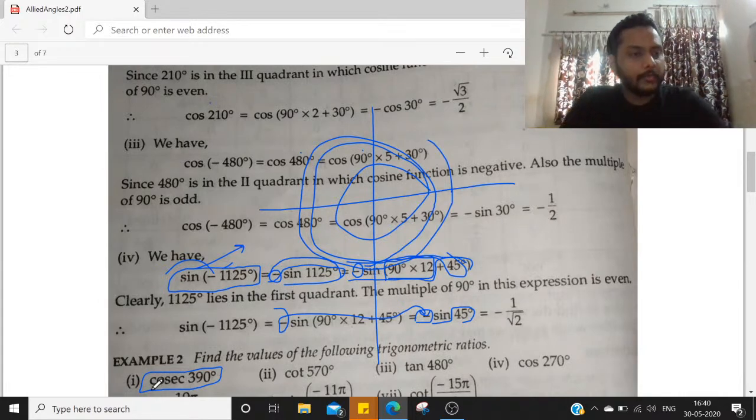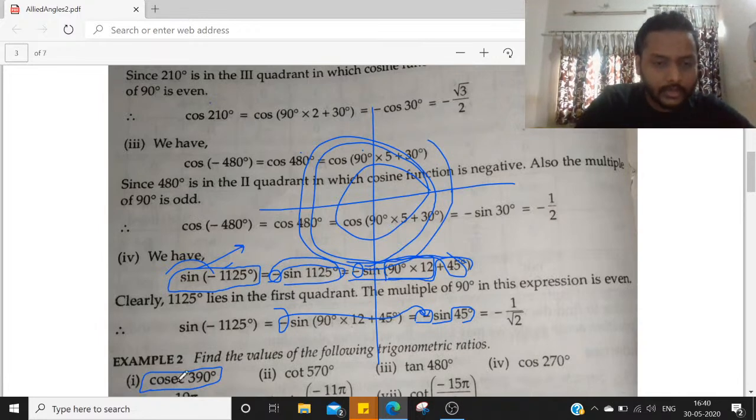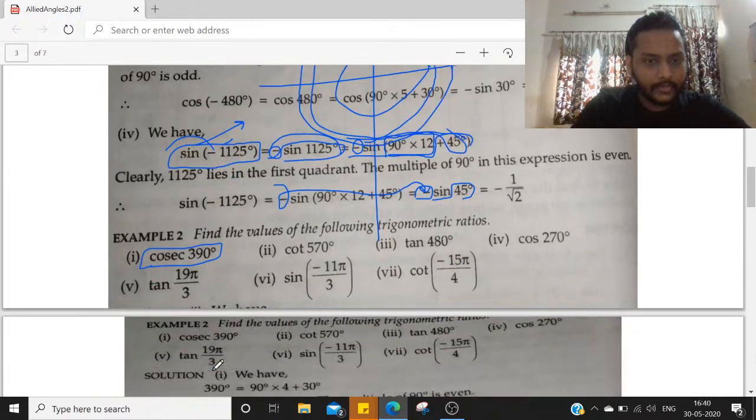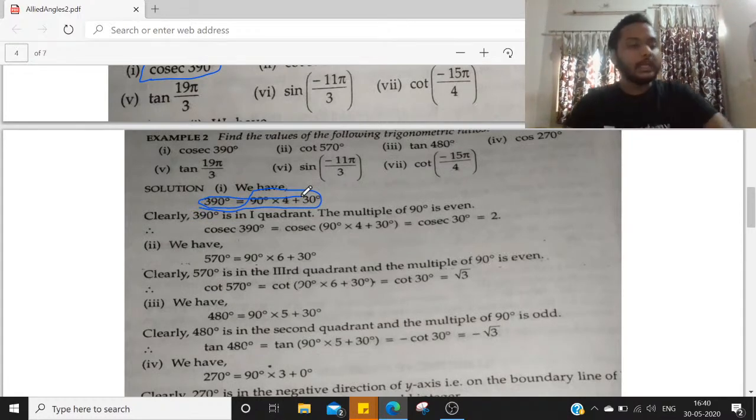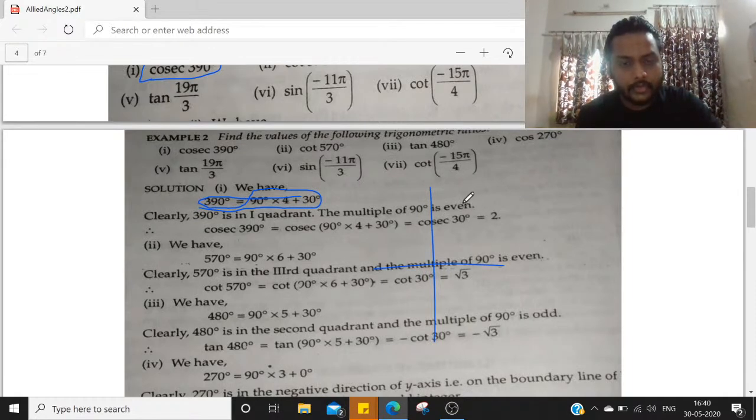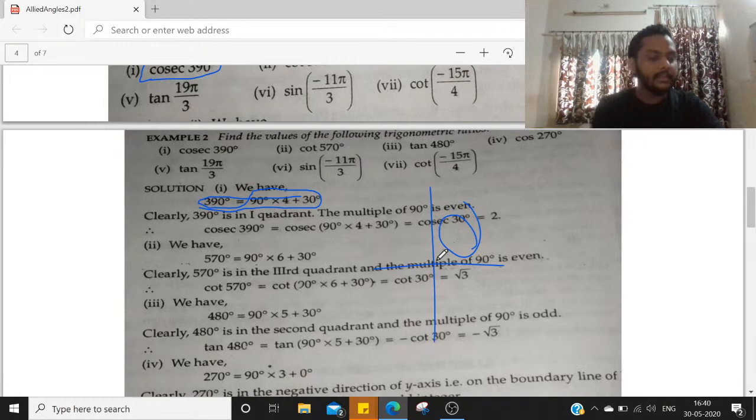Okay, so moving forward, how am I going to do this is this particular way. What can we write cosec 390 as? So when I have cosec 390, it can be written as 90 times 4 plus 30. 90 times 4 is 360, 360 plus 30 is 390. Second thing is that 360 plus 30 will be lying in the first quadrant, if I am not wrong. So now you have the 390 degree angle in the first quadrant.